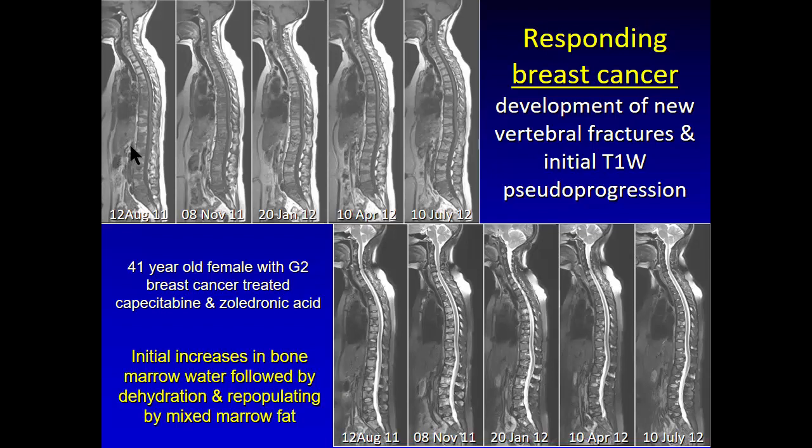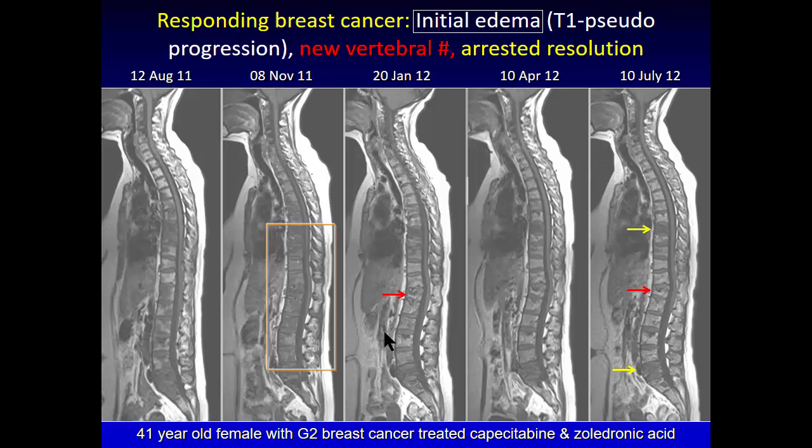So if you look, here are the 2 sequences that I showed you before, but over time, look, the fat returns. The increased water signal intensity between the first 2 examinations decreases. So we have a return of normal marrow fat, and we have dehydration of the bone marrow. Those are the 2 reasons why the signal intensity drops over time. And there's just to show you that example of the fat coming back.